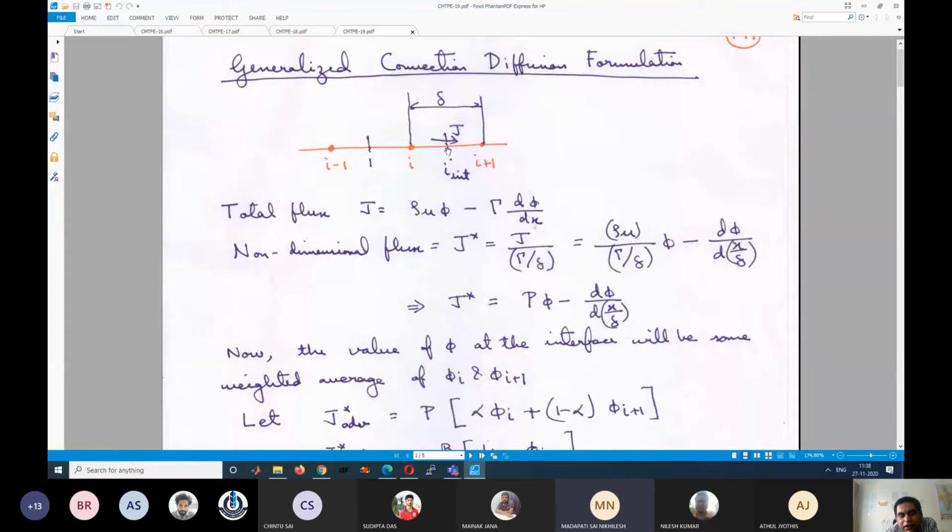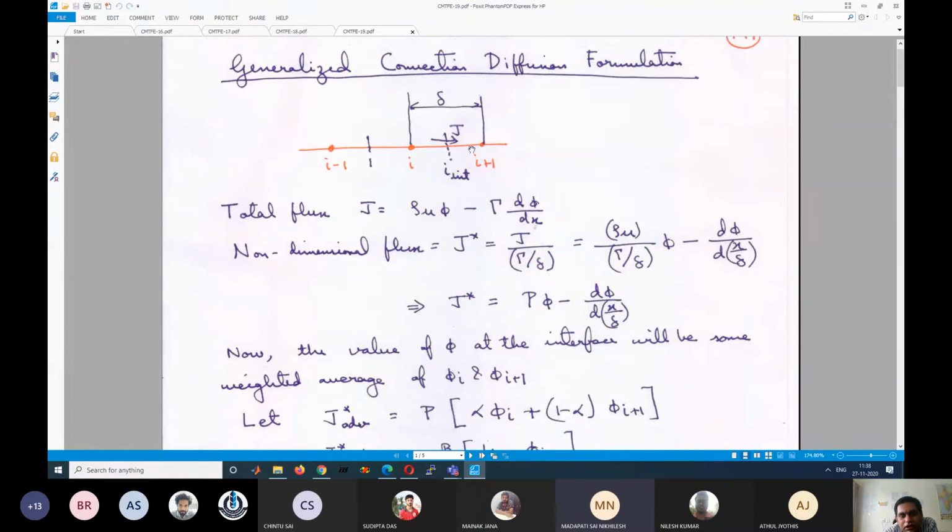But x by delta is not 1 here. It is at the interface that you are calculating, right? What is the value of x at the interface, if the interface is the center point? From where does the x start? Where is the value of x equal to 0? At I. And at I plus 1 the value of x is delta, right? So at the interface the value of x is delta by 2. So what will be the value of x by delta? 1 by 2.